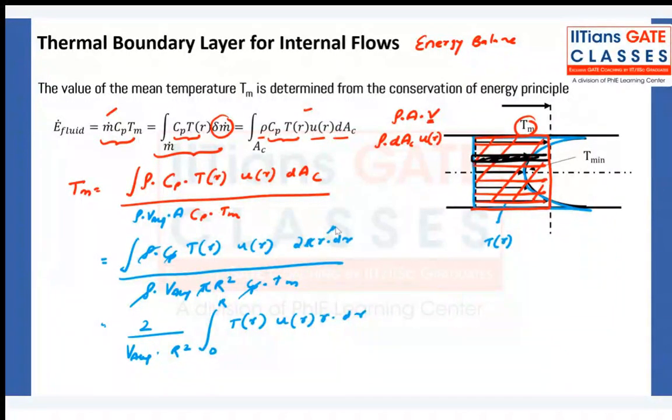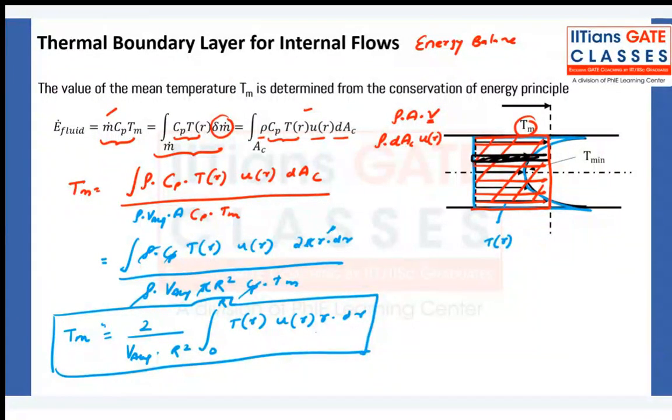So this is my definition of mean temperature. Now, I already have U, how U is changing in this. Now I need how temperature is changing in R direction. Then I can put that into this equation and I can calculate my T mean.